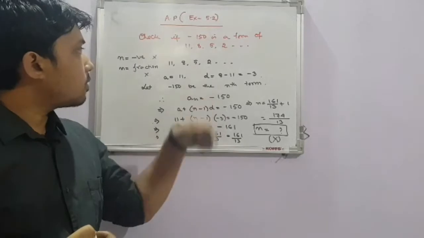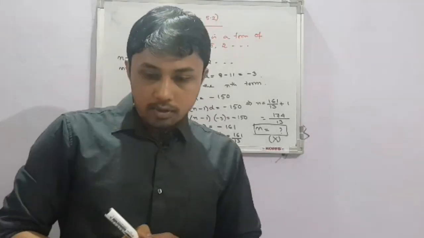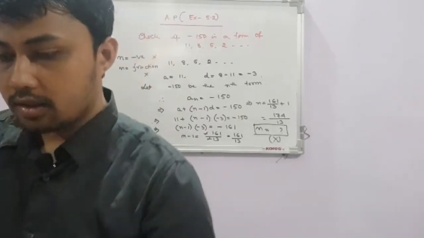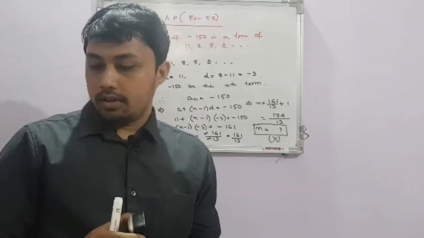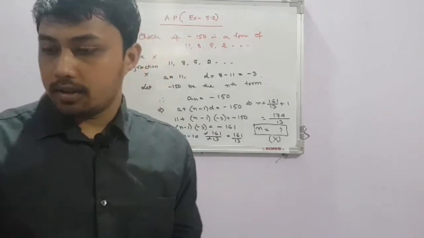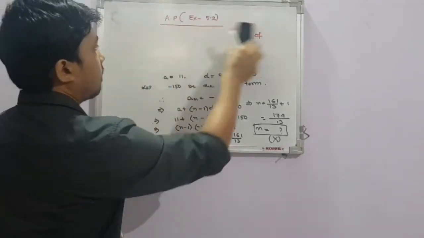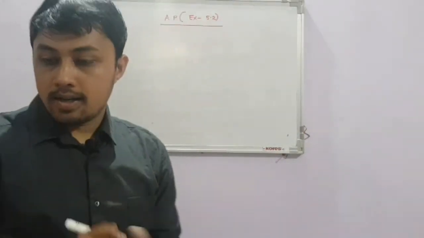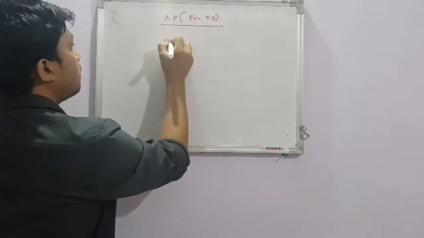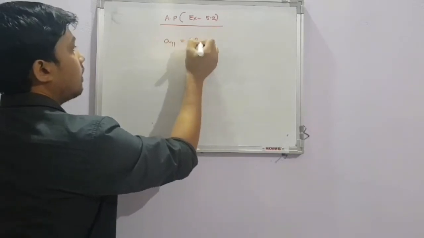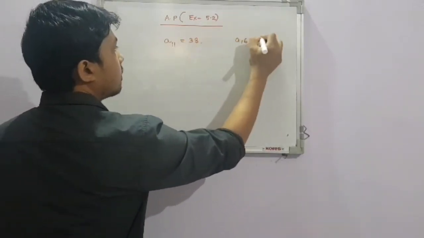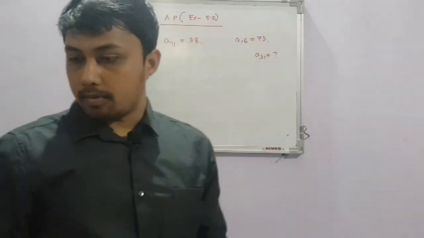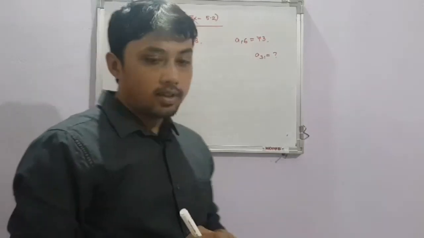Alright, so the first question I have taken. Let me take one more for you people from the exercise. The question is: find the 31st term of an AP whose 11th term is 38 and 16th term is 73. If an AP is given, the 11th term is 38 and the 16th term is 73, you have to find the 31st term. Let me verify the question. Alright, so this is the question.